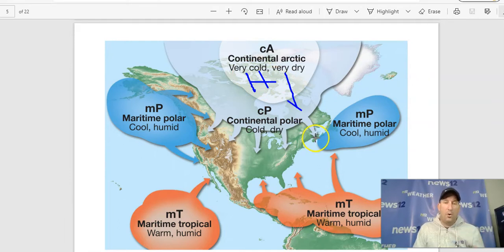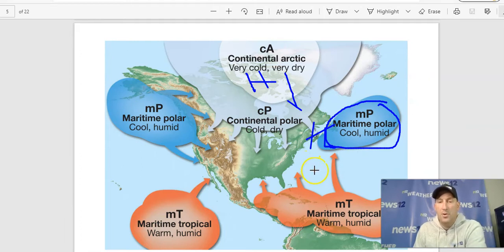So we get cold, dry air in the winter, warm, moist air in the summer. The subtropical high impacts Long Island in the summer. The polar high impacts Long Island in the winter, except when we get major storms, and that's low pressure out over here, northeast, nor'easters. Our nor'easters are a maritime polar air mass, okay?